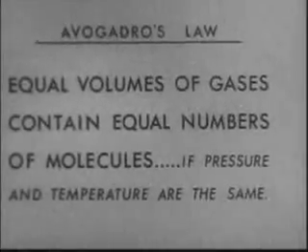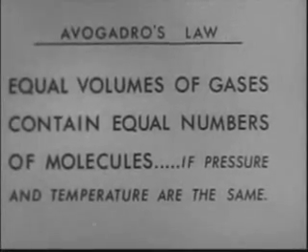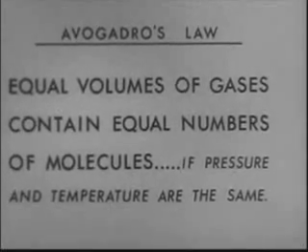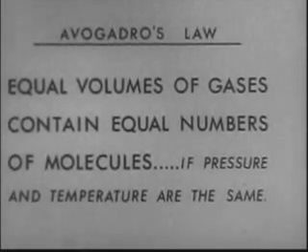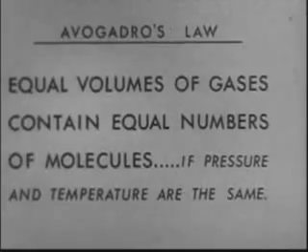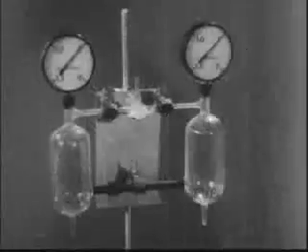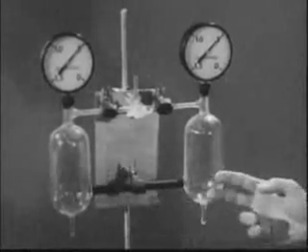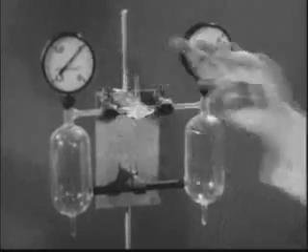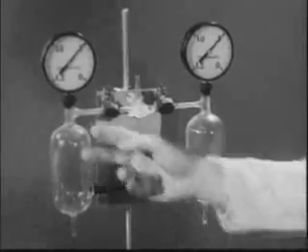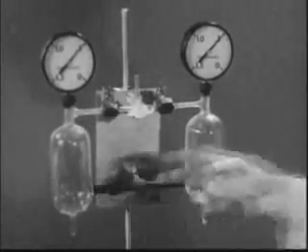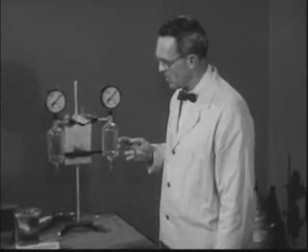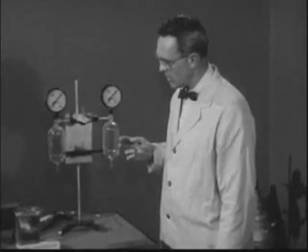Now, Avogadro's law tells us that at the same temperature and pressure, equal volumes of gas contain equal numbers of molecules. Thus, with these equal volumes at the same temperature and the same pressure, we have as many molecules of carbon dioxide in here as in here. Now, what will happen to the pressure if we transfer all of the molecules into one bulb, this bulb, for example, thus doubling the number of molecules in it?